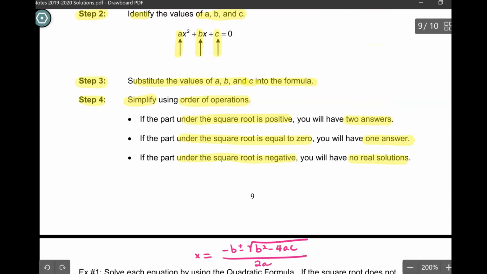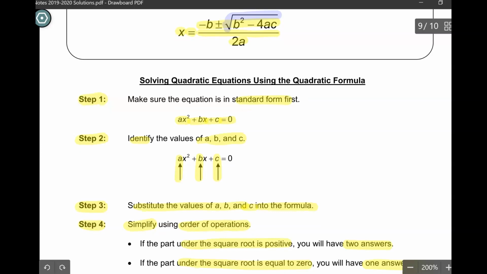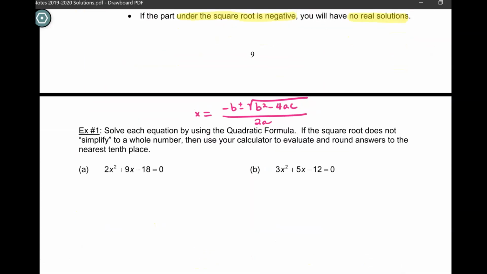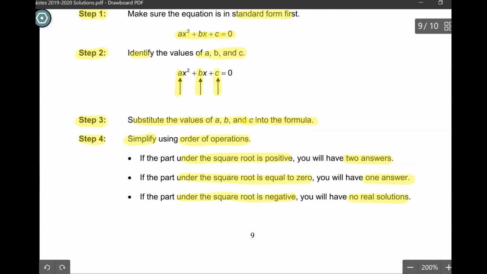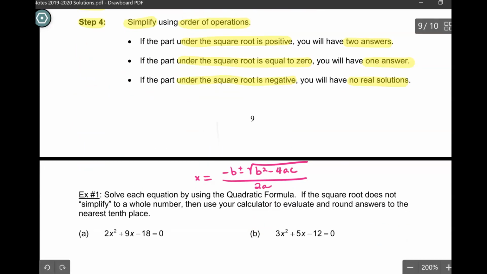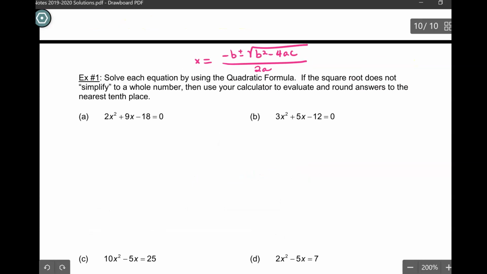If we go back, step 1 said make sure this is in standard form first. Is it in standard form? Yeah, it's got the x squared, the x, and the constant all on one side, and it's equal to 0. Step 1's already done for us. Step 2, identify the values of a, b, and c. We can see that a is 2, b is 9, and c is negative 18.